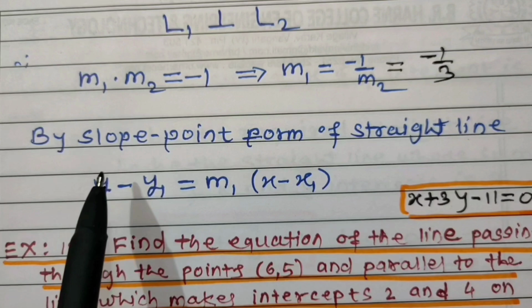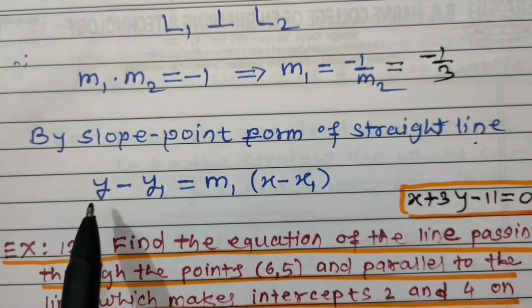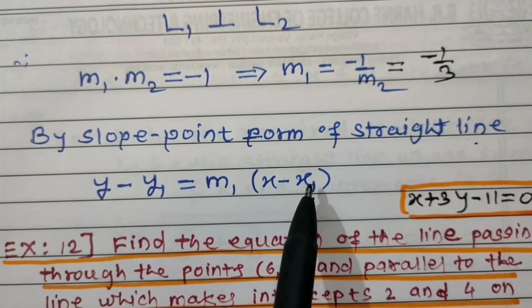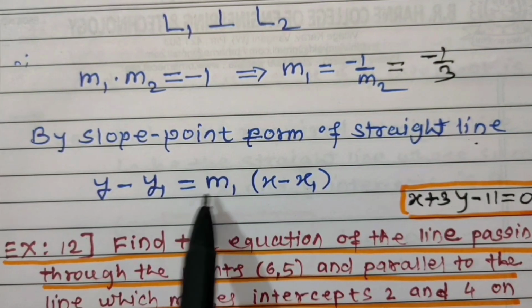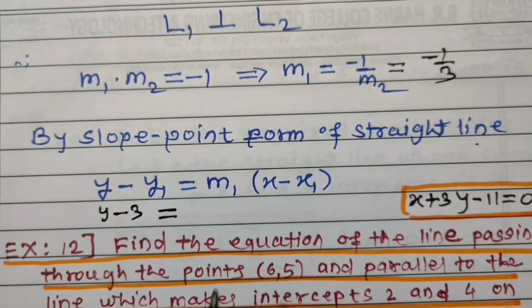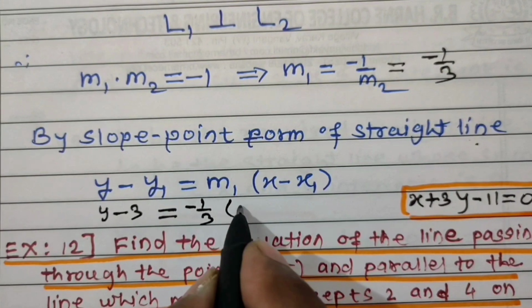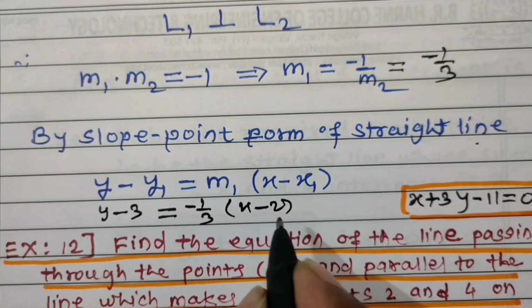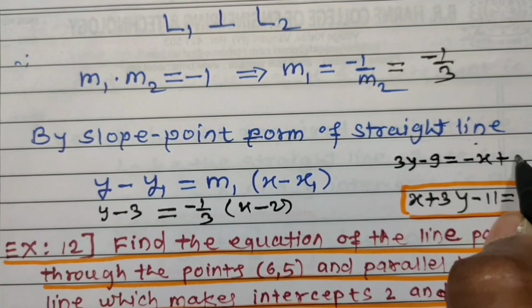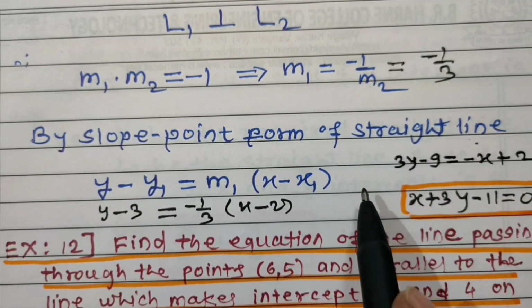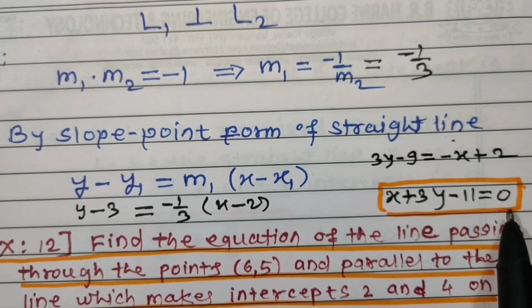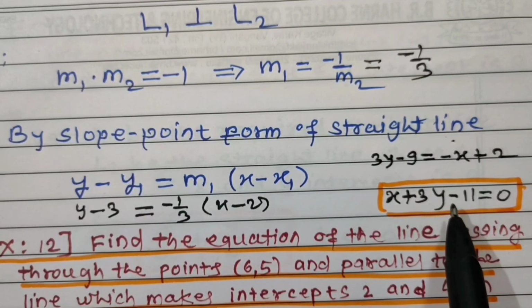Okay. Now by slope point form of a straight line, y minus y1 is equal to m1 into x minus x1. Substitute x1, y1 here as well as the value of m1. So y minus 3 is equal to minus 1 upon 3 into x minus x1, where x1 is 2. Simplify this: 3y minus 9 is equal to minus x plus 2. Simplify this taking all terms on the left hand side. That gives x plus 3y minus 11 is equal to 0. And this is the answer, which is the equation of the required line.